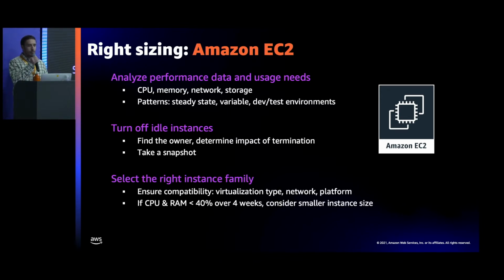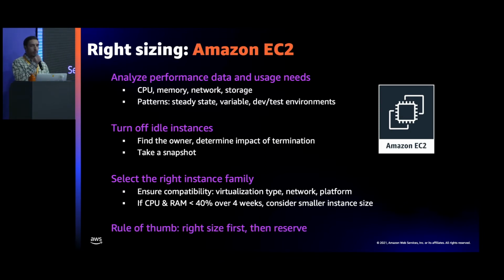And then for the instances that you do need, select the right instance family, right? So one of the general practices that I talk to my customers about is, if the CPU and RAM of your instances is at about 40% over 4 weeks, then you can probably cut that in half, and linearly you'll save half the price off that instance type, right? And another really good rule of thumb, with instances at least, is to do that right-sizing process first, and then purchase reservations for them, such as savings plans and reserved instances. So do the right-sizing process first. And again, iterate on this every month.